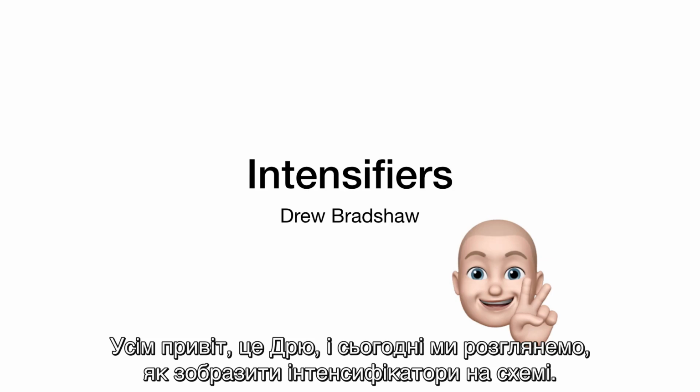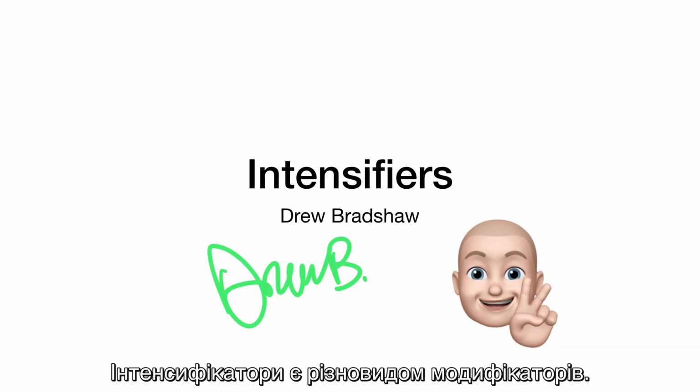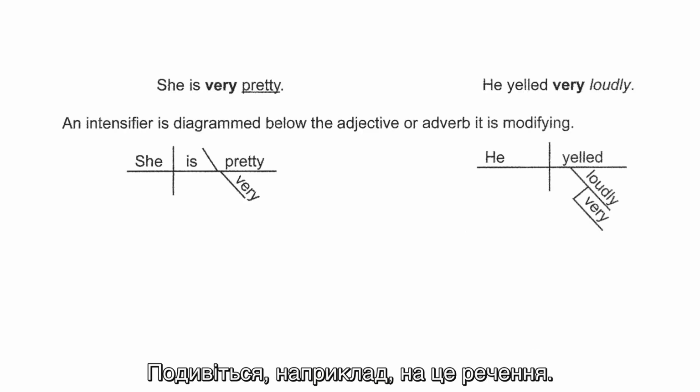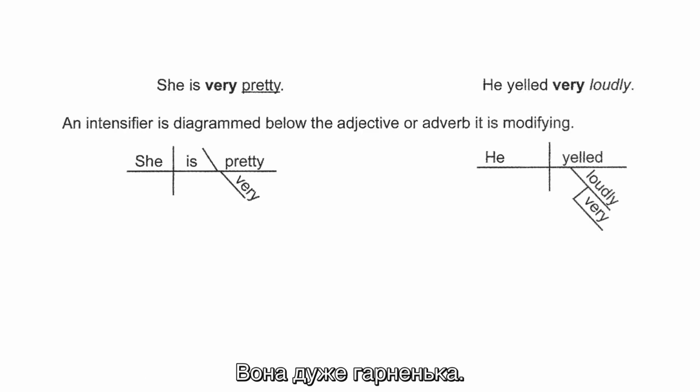Hey everyone, this is Drew, and today we're going to look at how to diagram intensifiers. Intensifiers are a type of modifier. For example, look at this sentence. She is very pretty.